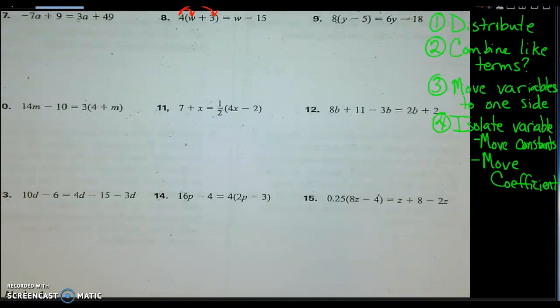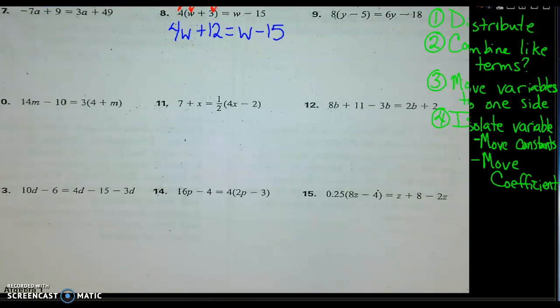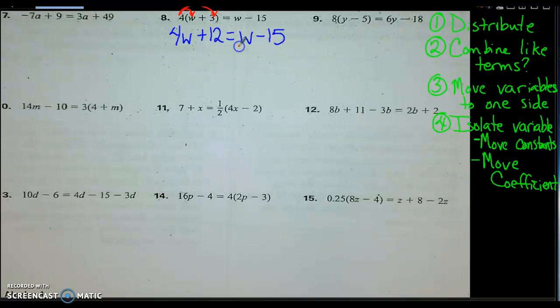So when I do that, 4 times w gives me 4w. 4 times 3 gives me 12. Then I bring down everything else. Okay, do I have to combine like terms? No, I don't. Moving variables to one side? Yes. I'm going to choose to move the 1w because that's going to help me be dealing with positive coefficients.